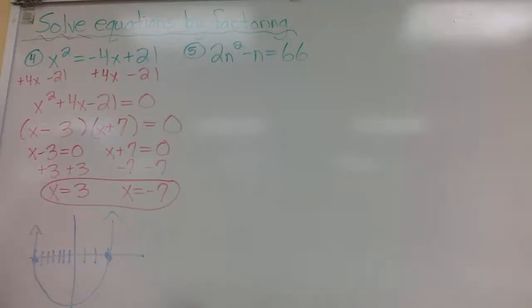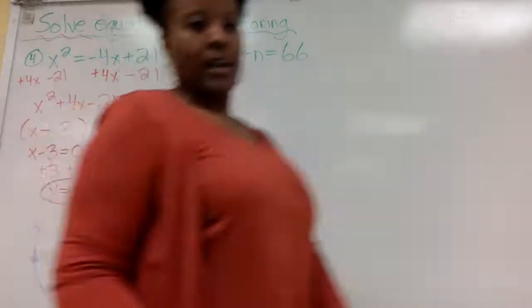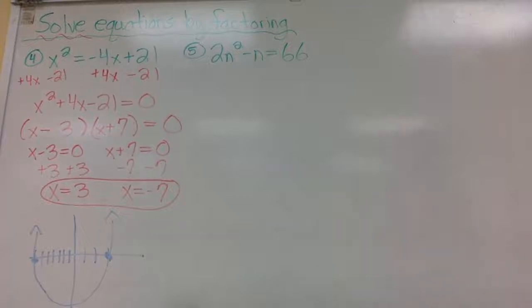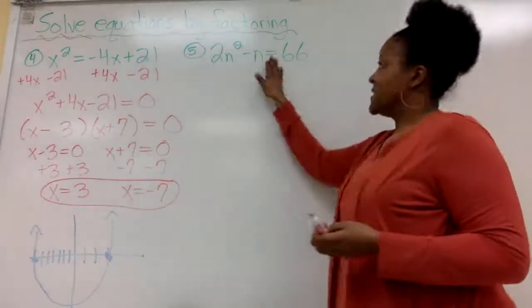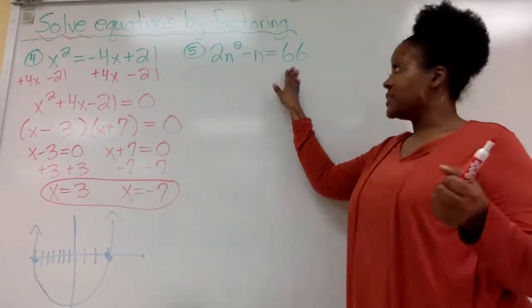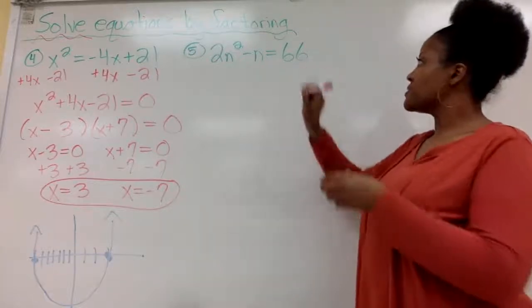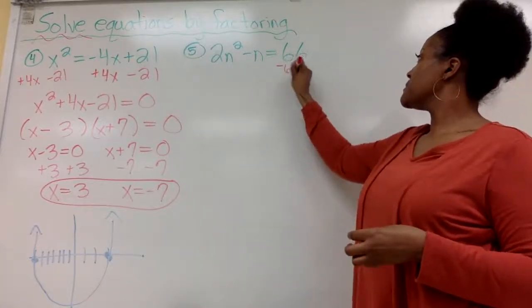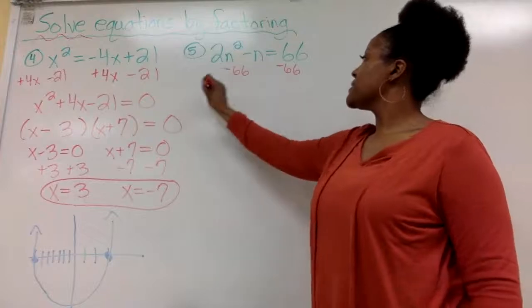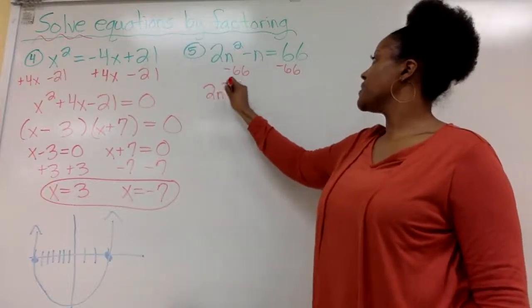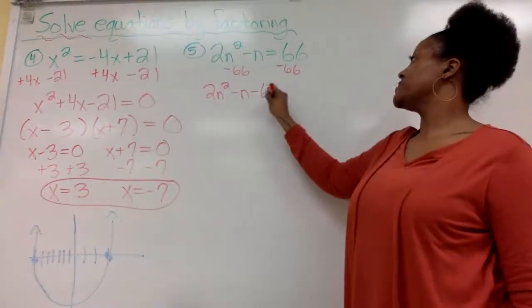And last one, we got number 5. Again, if you need more time to write, as always, you're more than welcome to pause the video and get what you need there. All right. It's equal to 66. We need it to be equal to 0. So, of course, we'll subtract 66 from both sides. These are not like terms. One's a square, one's a linear, and one's a number.